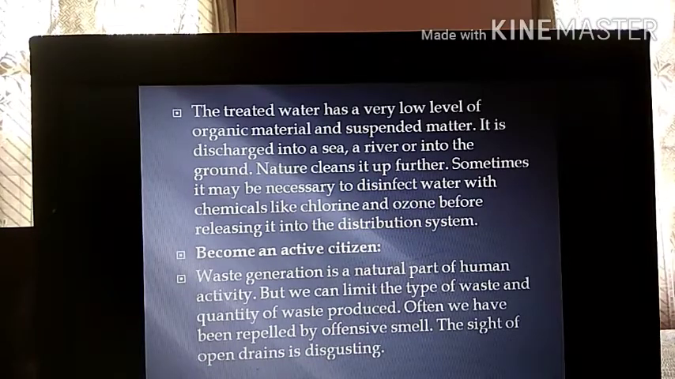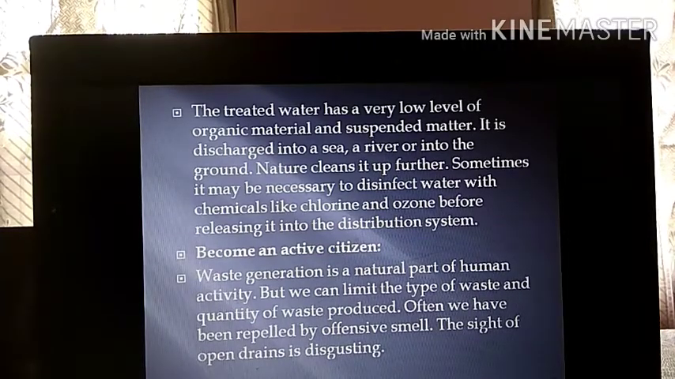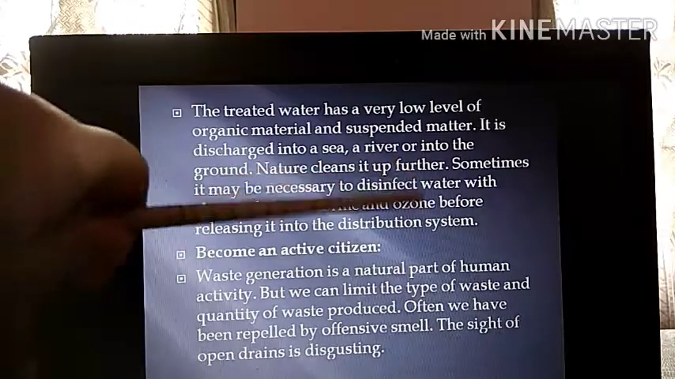Now the water that has been treated has a very low level of organic material. That means it is purified, so nothing remains there. It is discharged into a sea, river or ground. It can easily be discharged into the sea because now you have treated the water. So water can easily be discharged into the sea, the river or the ground. Nature cleans it up further.